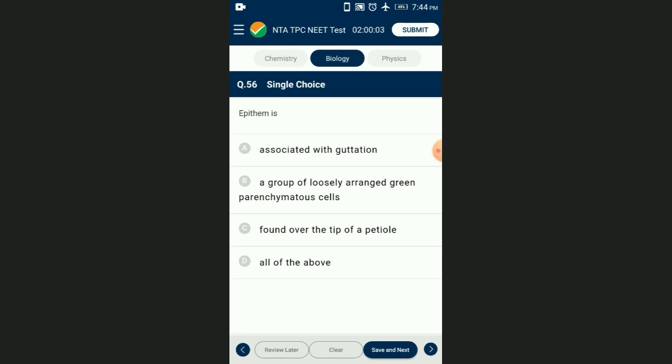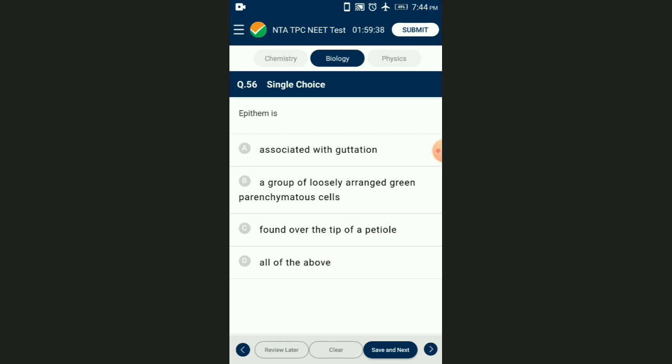Question number 56. Epithem is guttation, the process of secreting water droplets from the tiny pores of plants. It happens only to the plants which have vascular systems such as grass, wheat, etc. At night, when the soil is moist, it occurs at that time only.